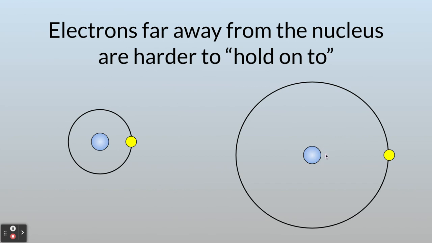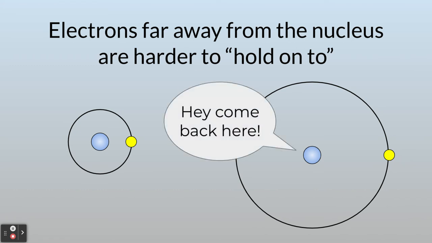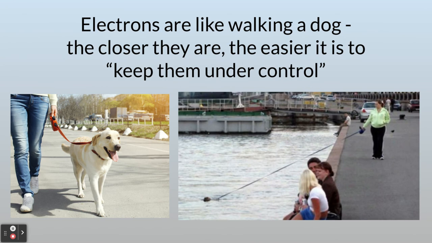Okay, but the thing is, the further an electron gets from the nucleus, that attraction starts to lose its power. So the nucleus can't hold on to that electron as much if it's far away. It's like, hey, come back here, electron. This is kind of like walking a dog. If you've ever walked a dog that isn't very calm, that's really excited, it's easier to control that dog if the leash is really short. If the leash is way too long, that dog can go off and do whatever it wants. It's harder to control the dog the further away it is from you.